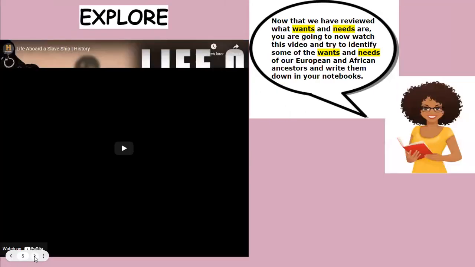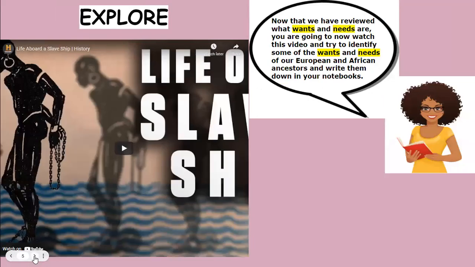All right, boys and girls. So now that we have reviewed what wants and needs are, you are going to watch this video, not now, but in your own time. You are going to watch this video and try to identify some of the wants and needs of our European and African ancestors and write them down in your notebooks. So after you're finished watching this presentation, you can go through your slides in the Google Classroom and watch this video.